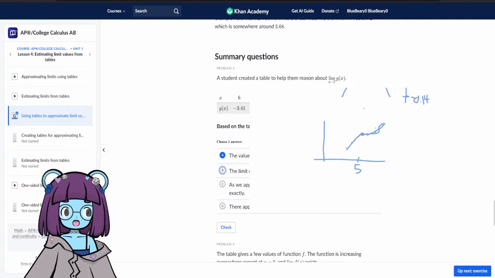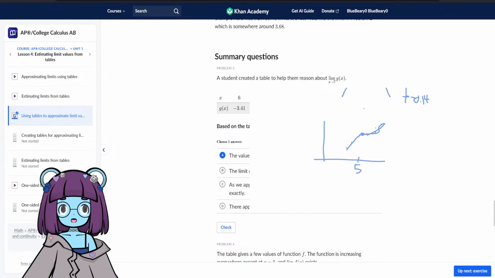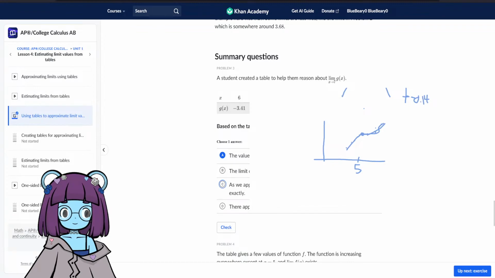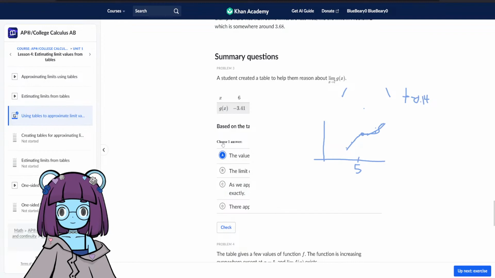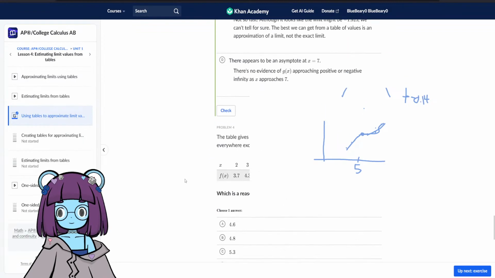The limit does not exist. No, it appears to be an asymptote. No, because these are close enough. As we approach x equals 7, the value of g of x definitely approaches exactly. That's a weird way to say it. Yeah, okay.